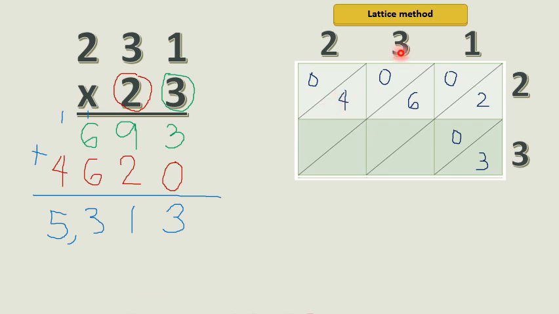Okay, then next, 3 times 3 is 9. So, 0, 9. Okay, then 2 times 3 is 6. So, 0, 6. So, ganyan na magiging itsura niya sa lattice method. So, ngayon, yung mga linya na ito, pwede natin siya i-extend para hindi natin mapaghalo-halo siya. So, extend natin yung line.